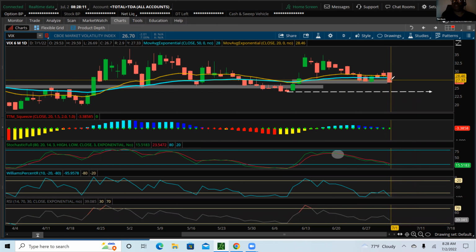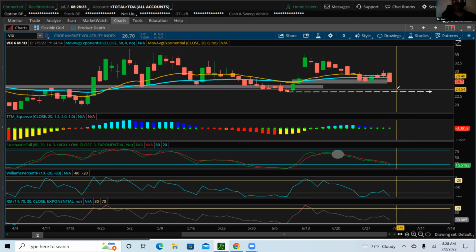So if we see the strong movement to the downside in the VIX, that means we're probably going to see a strong move to the upside in the regular markets. All right. So with that said, we can see a couple more days of selling pressure in the VIX, which means we can see a couple more days, maybe a week, of buying pressure in the overall markets.